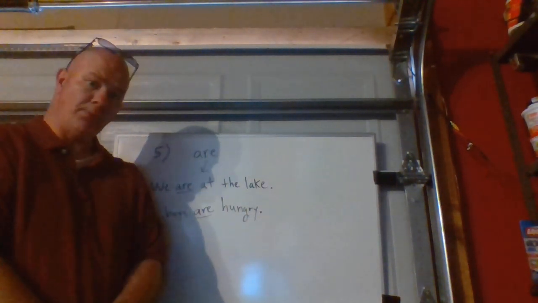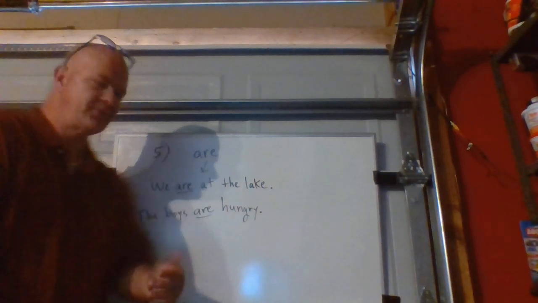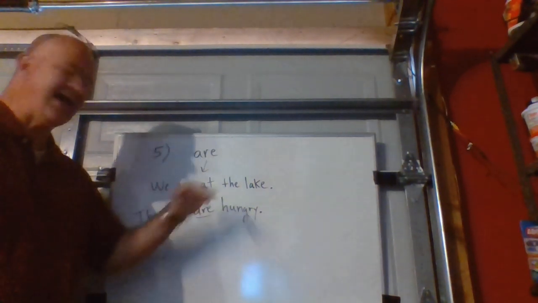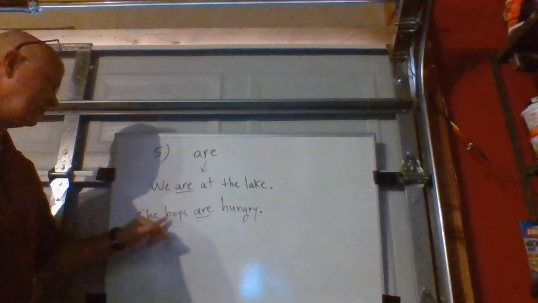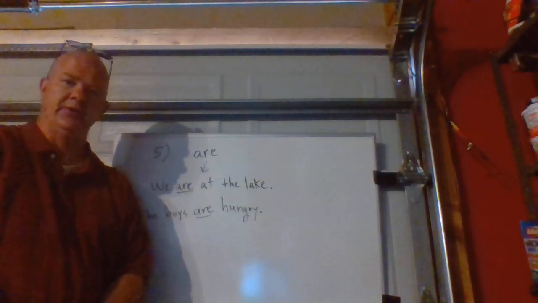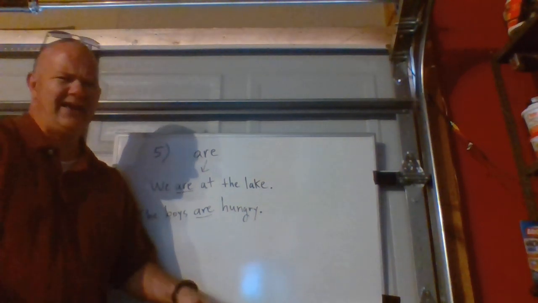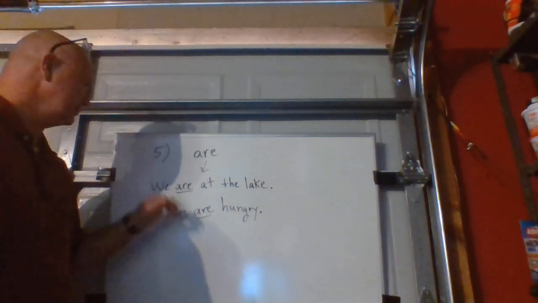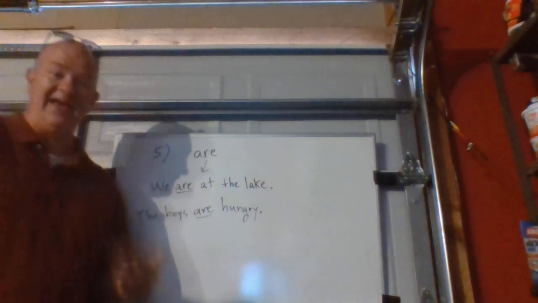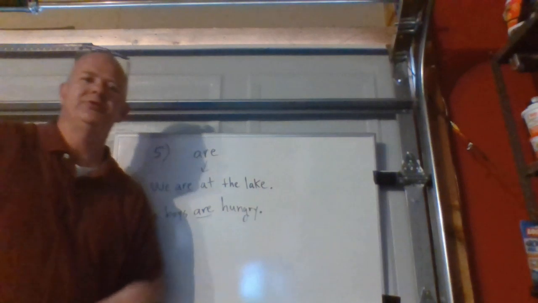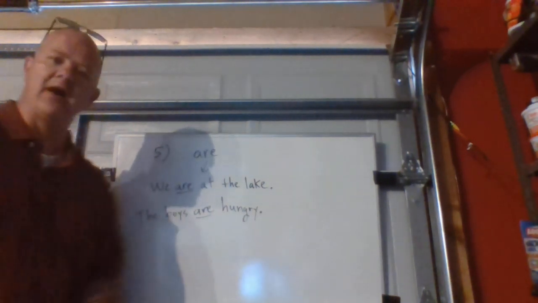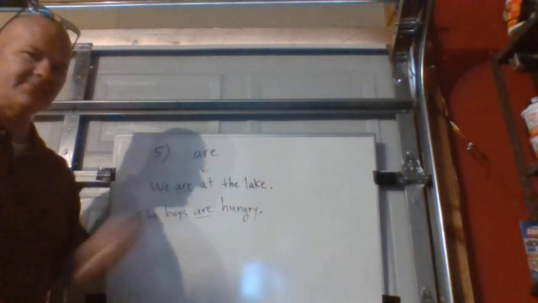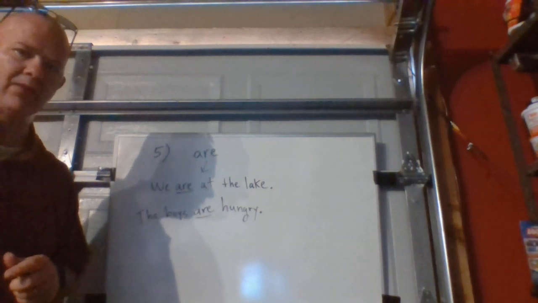Are is a verb, and it means to be. So, for example, we are at the lake, or the boys are hungry. Notice, if I put the word my in here, it wouldn't make any sense at all. I couldn't say we, my, at the lake, so I couldn't use O-U-R. So that's the difference between are and our.